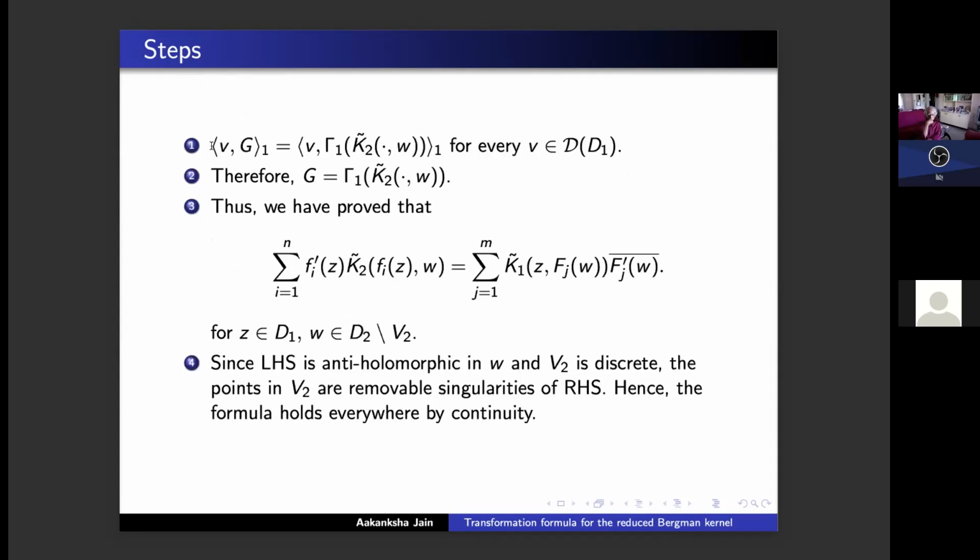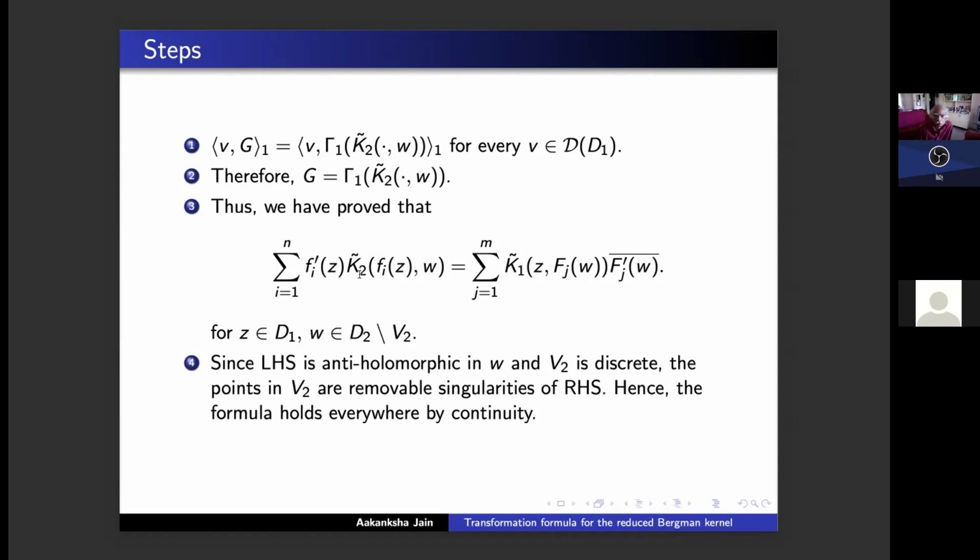We have shown that the inner product of V with G equals the inner product of V with gamma 1 of K2 tilde dot comma W for every V in script D of D1, which implies that G is in fact gamma 1 of K2 tilde dot comma W. So if we write the expression for gamma 1, this will give us the summation i equals 1 to n. This is in fact the transformation rule which was mentioned in the statement of the theorem, but we have proved it for Z in D1 and W in D2 minus V2.